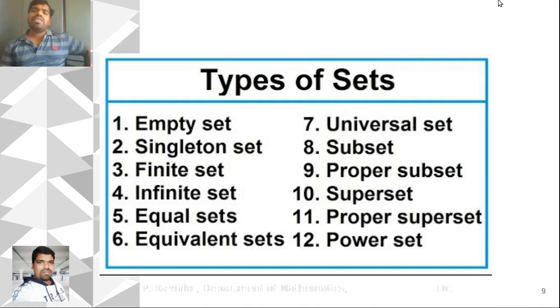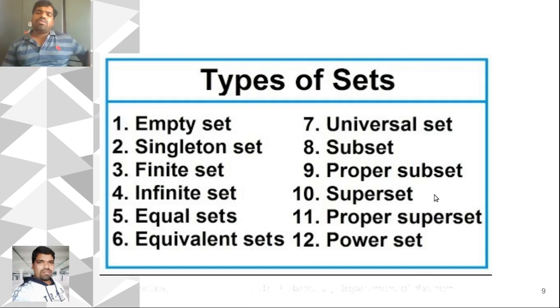Subset. Already we discussed subset. Suppose A is equal to {1, 2, 3, 4, 5} and B is equal to {1, 2, 3}. Then B is a subset of A. Proper subset: here A is equal to {1, 2, 3, 4, 5} and B is equal to {1, 2, 3}, that means B is a proper subset of A. Superset: in the same example, A is a superset of B.